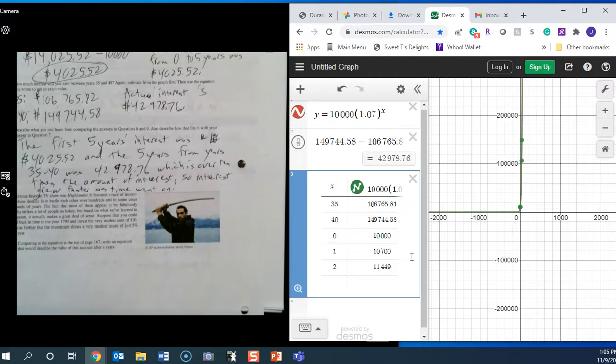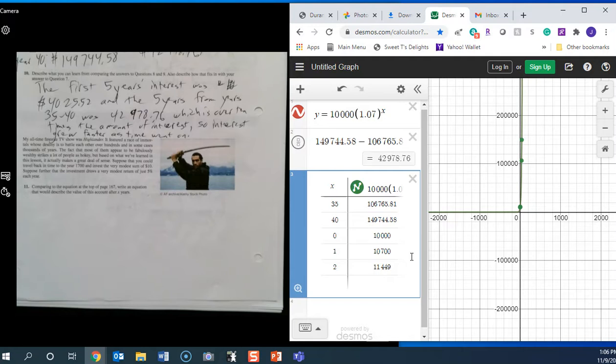basically question number 11 was like an extra question that I'll do, but we're not going to do 12. It says here, my all-time favorite TV show was Highlander. It featured a race of immortals whose destiny is to battle each other over hundreds and in some cases thousands of years. The fact that most of them appear to be fabulously wealthy strikes a lot of people as hokey, but based on what we've learned in this lesson, it actually makes a great deal of sense. Suppose that you could travel back in time to the year 1700 and invest a very modest sum of $10. Suppose further that the investment draws a very modest return of just 5% each year. Comparing to the equation at the top of page 167, write an equation that would describe the value of the account after X years.